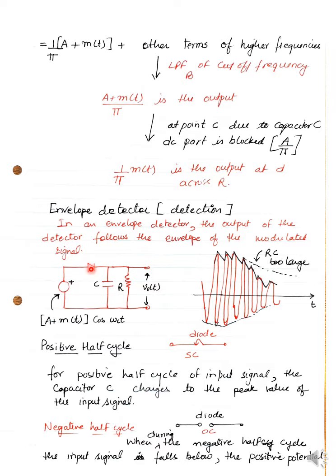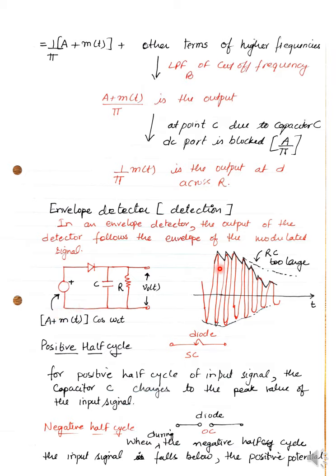When it starts getting negative, this diode will open. So now the capacitor will start discharging through this resistance. It is not getting any input from this side, so it will start discharging from this side. So the capacitor charged to a maximum value and then starts discharging to a particular value, but before it can come down, let's say to this point, another positive half cycle of mt will come, meaning the positive value comes again.